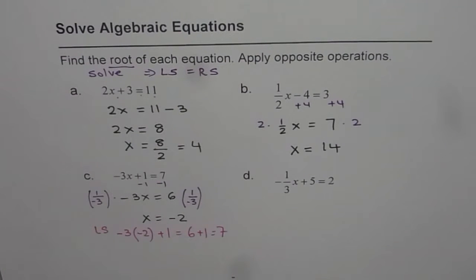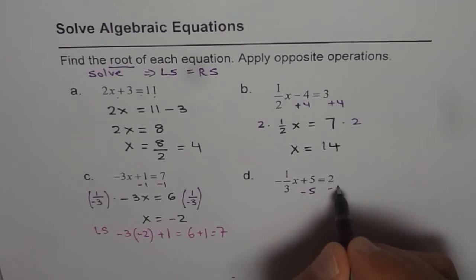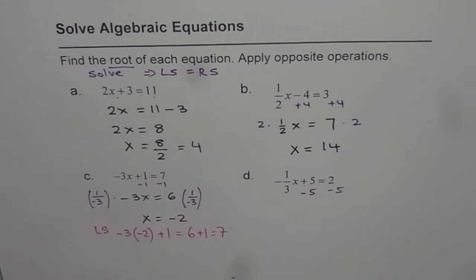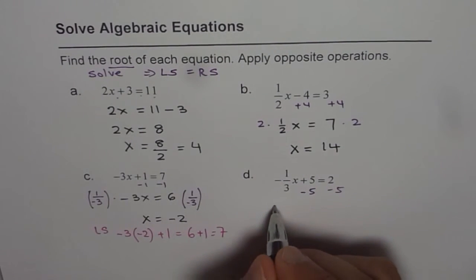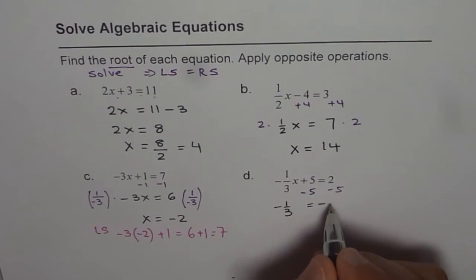But I hope with this you get the method right. Let's do it once again. We have minus 1 over 3x plus 5 equals 2. Opposite of plus 5 is minus 5. So we'll do minus 5 on both sides. Then what do we get? We get minus 1 over 3 equals 2 minus 5, which is minus 3.